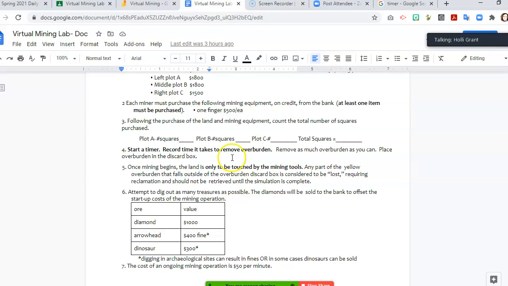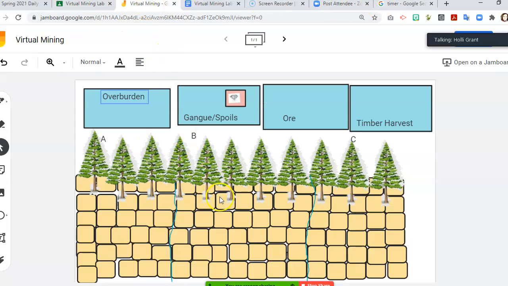So good question. She just asked, where would you put the diamonds or the arrowheads? That is going to be in the gang spoils because you can't do anything there. So you're kind of sorting. Tan squares go into overburden. Any diamond with the pink or a fossil or an arrowhead goes in the second box. Any diamond that is good, you put into ore, and any trees you drag to timber harvest. Does that make sense now?